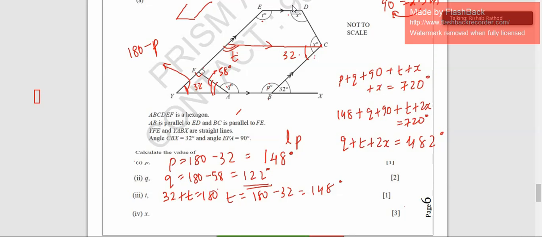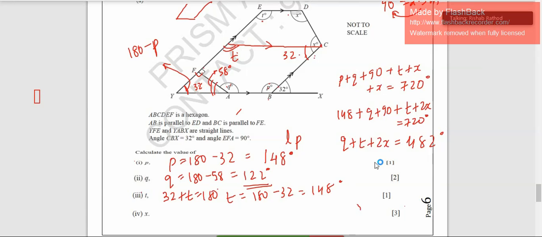Correct? If you want, you can also do P plus Q plus 90 plus 32 plus T as 540. That's a pentagon. Okay, so 148 is coming. So this is correct.